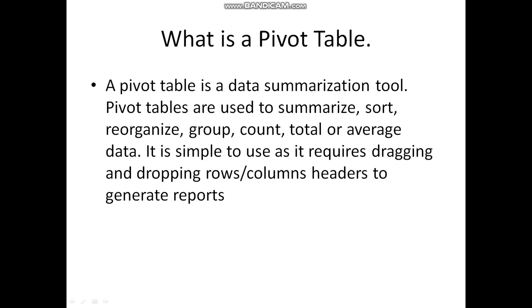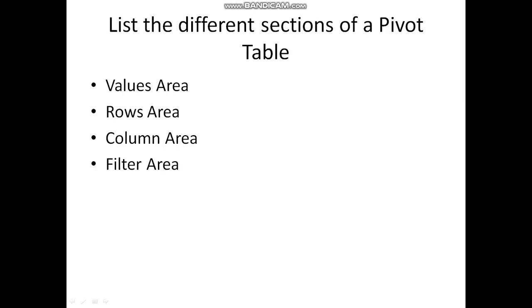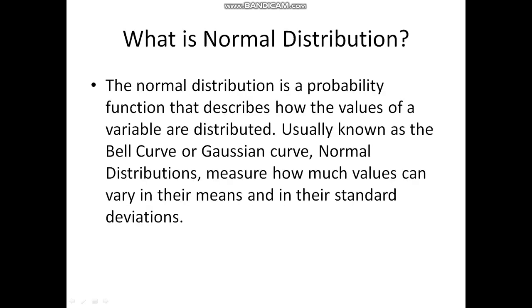A pivot table is a data summarization tool. Pivot tables are used to summarize, sort, reorganize, group, count, total or average data. It is simple to use as it requires dragging or dropping row or column headers to generate the reports. Now let's find out the different sections of the pivot table. They are the values area, rows area, column area as well as the filter area. The next one is, what is normal distribution?